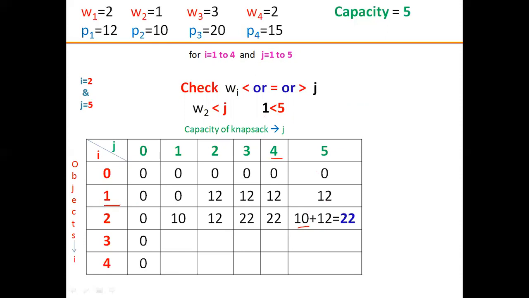Previous row is this: first row, fourth column. First row, fourth column is again 12. So 10 plus 12, 22. So my current profit again is greater than previous profits. We have to keep here 12. So now we have filled the second row with the help of the first row. Now to find the third row, I have to take the help of the second row. So we'll see how to do this.